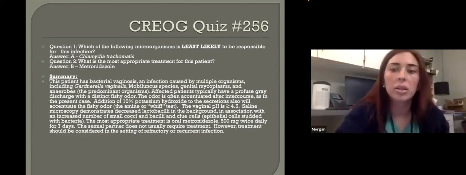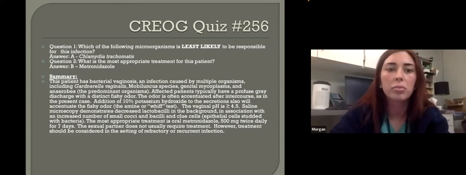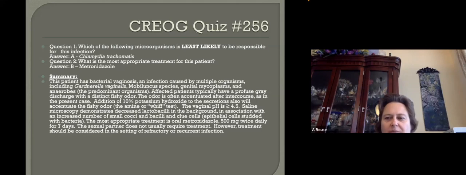I believe it's the 0.75 percent Metrogel per vagina before bed times 7 days. Very good. Almost got it exact, the only thing you got wrong is it's for 5 instead of 7.